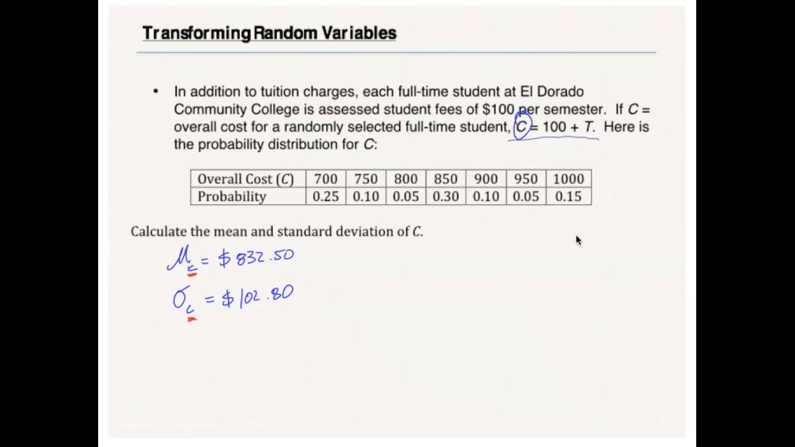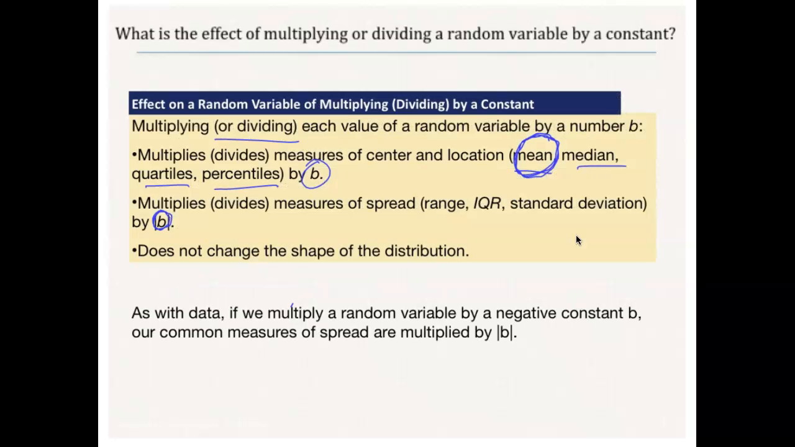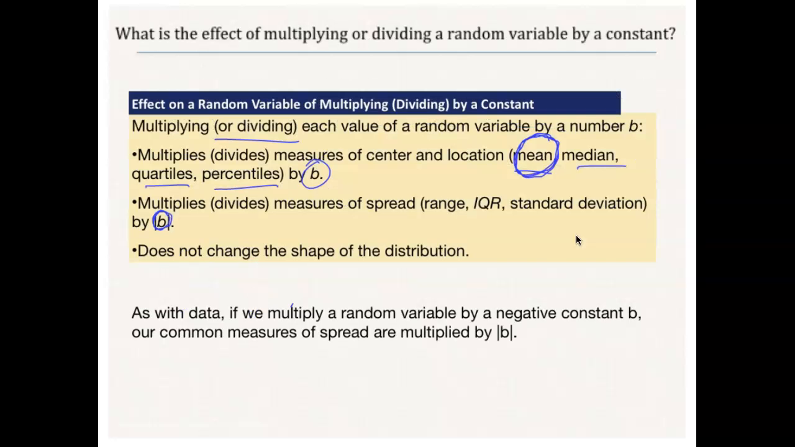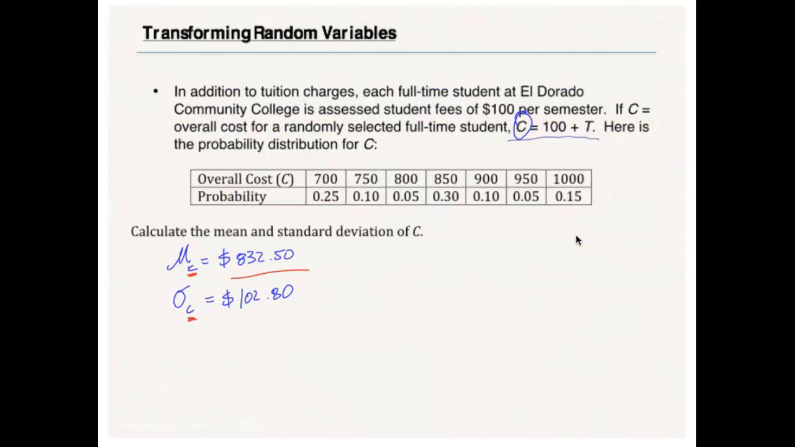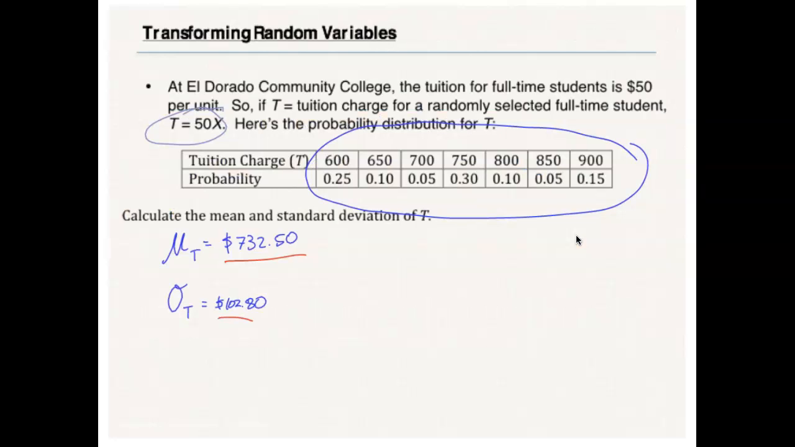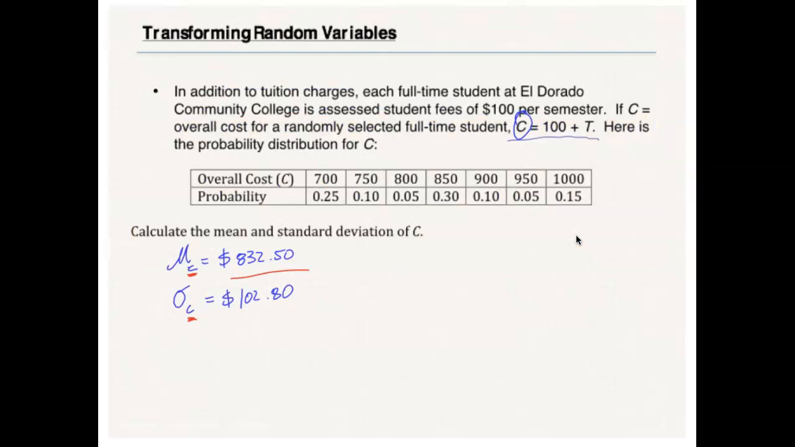All right, well, notice what happened to our mean from just tuition. It was $732.50. It's now $832.50. Just went up by $100, so our mean just increased by $100. Our standard deviation was 102.80. Continues to be 102.80. So standard deviation did not change at all.